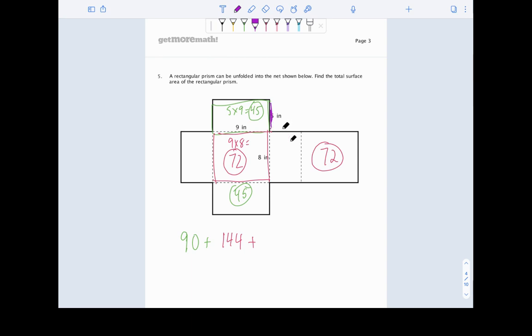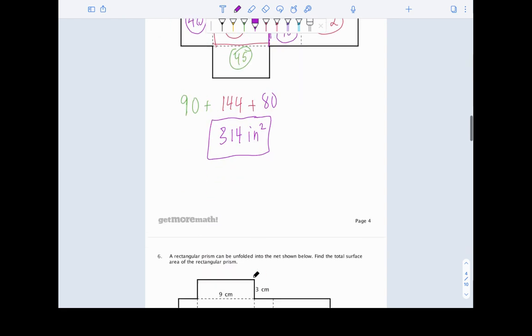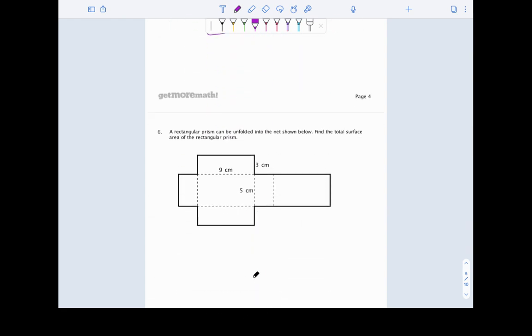So this is 5, so that's going to make that 5. This is still 8. 5 times 8 is 40. That's going to make that 40. I bring that down. That is 80. I end up with 314 inches squared by adding all that up. So you kind of start seeing that there's a pattern to this. Try to get the hang of this. I'll do this one last one.